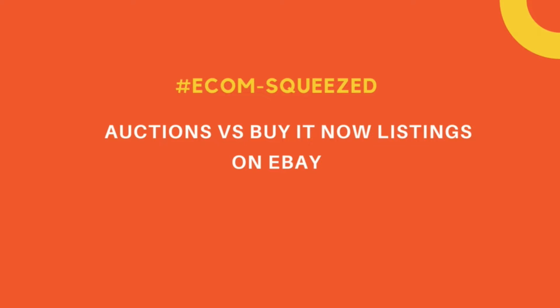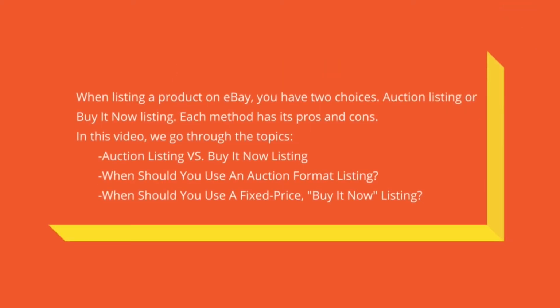We're going to talk about the differences between the auction listing and the fixed price, buy it now listing. When listing a product on eBay, you have two choices, auction or buy it now. Each method has its pros and cons. In this video, we go through the topics. Auction listing versus buy it now listing. When should you use an auction format listing? When should you use a fixed price, buy it now listing?